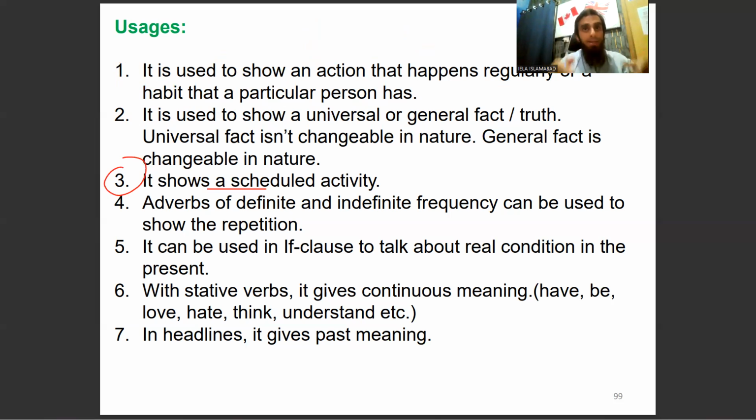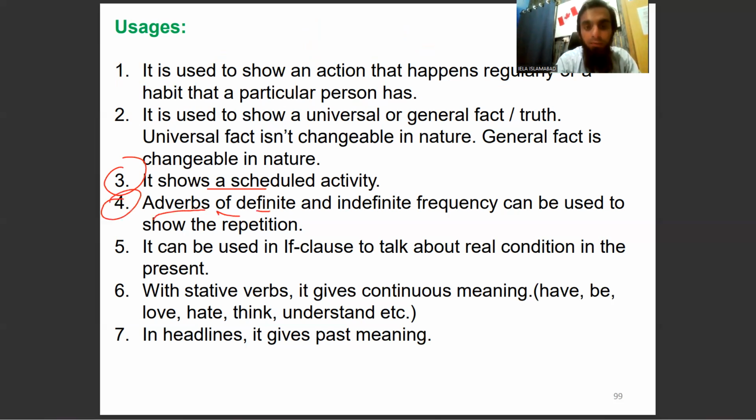Understand? Yes. Good. Number three, it shows a scheduled activity. Scheduled activity, right, now what you do. I want to study. I want to work. I plan to study. Right? I read. I go. These are scheduled activities.